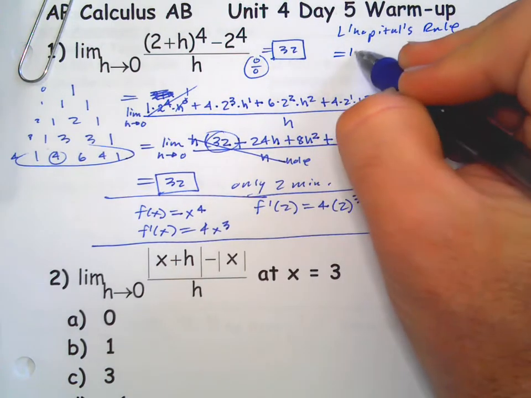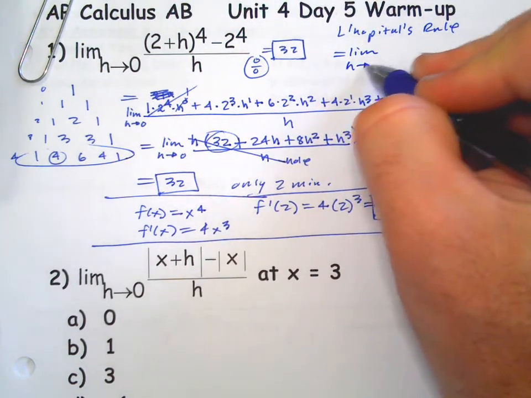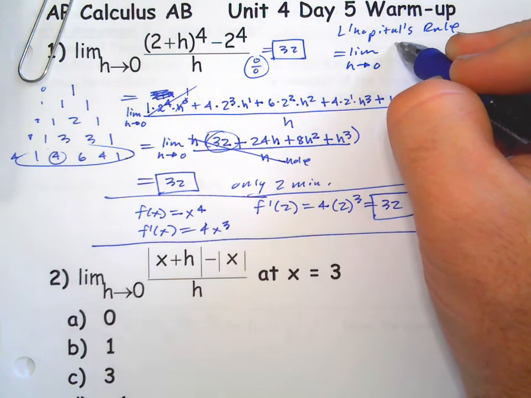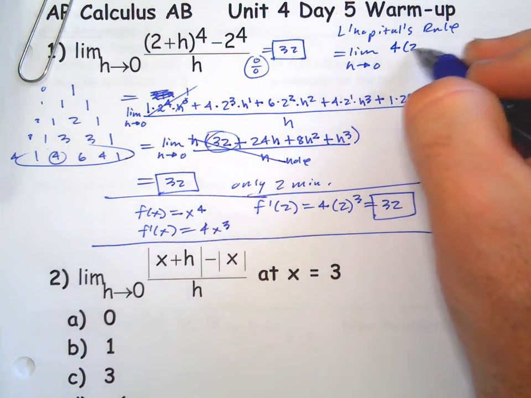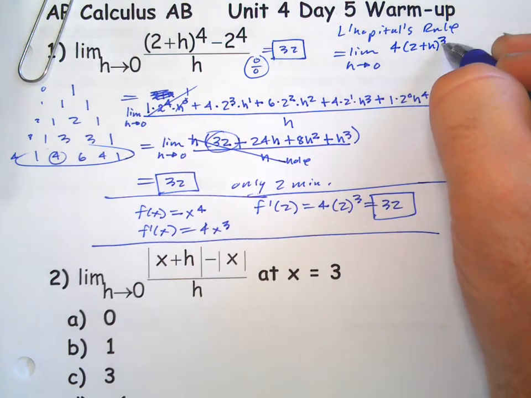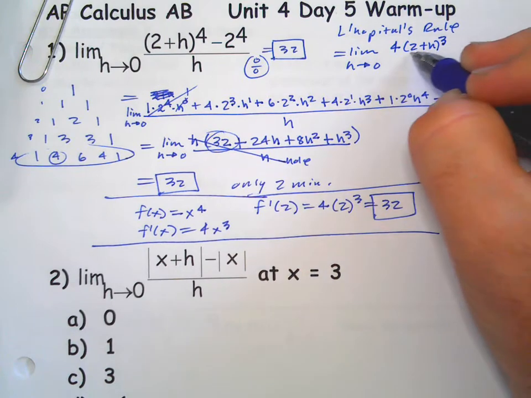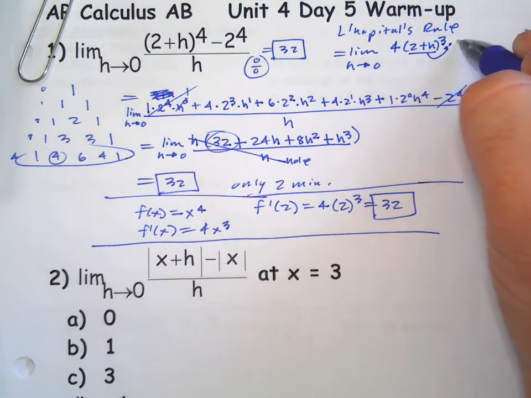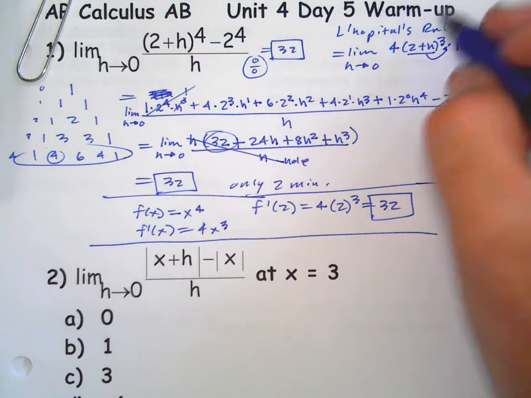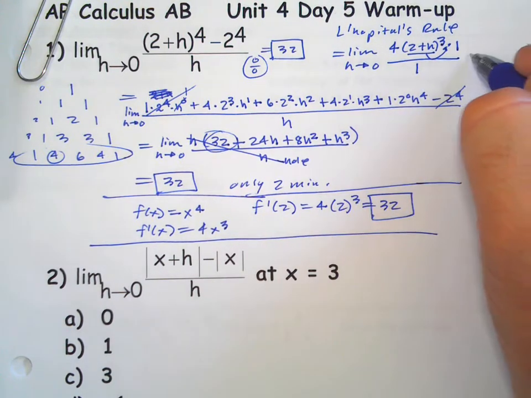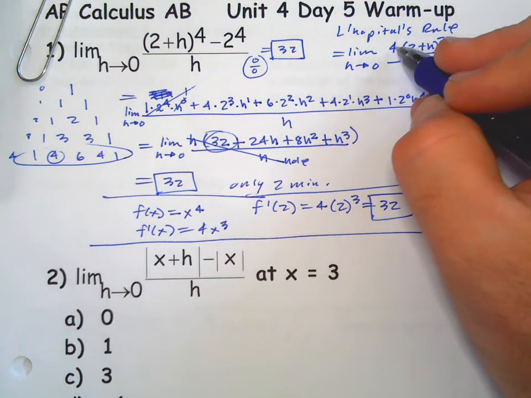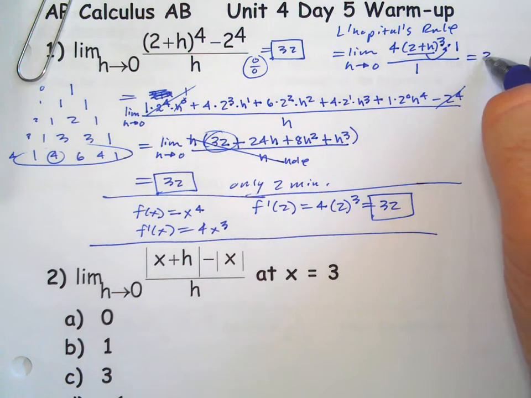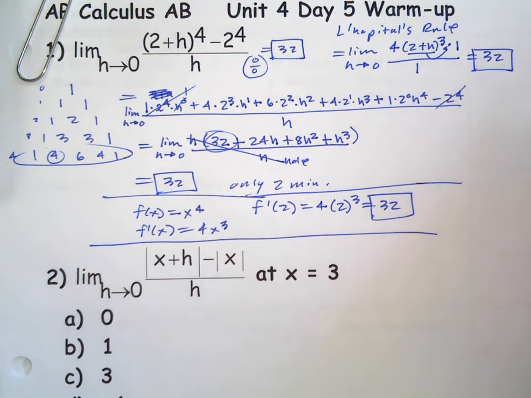So we could do the limit as h goes to 0 of the derivative of the top. Now the derivative of the top is going to be 4 times 2 plus h to the 3rd power. So it's power rule, but it involves some other stuff we haven't talked about. And then you got to multiply by the derivative of what's inside, which is 1. The derivative of 16 is 0. The derivative of the bottom is 1. If I plug h equals 0 in here, what do I get? 4 times 2 cubed. 4 times 8 is 32. Got the same answer.